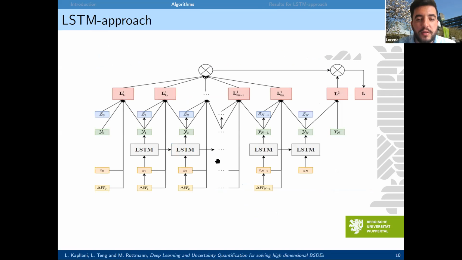And so now the architecture looks a little bit different, because now we have multiple losses, one at each time step. And as you can see, we have, of course, the same network at each time step, and at every time step we have the output Y. From this one, we can calculate the Z from the Feynman-Kac formula. And then we have the loss at each time step until the very end.